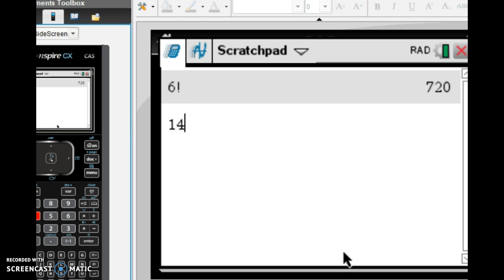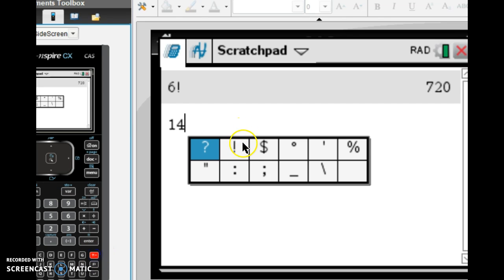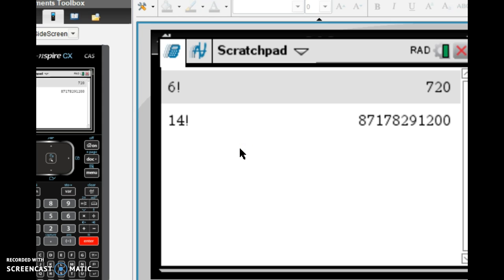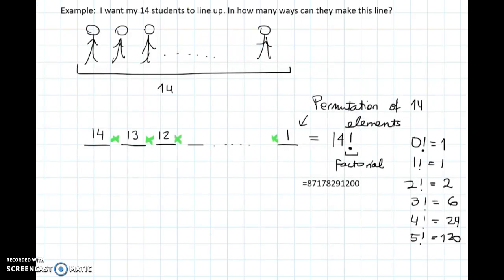So let's find 14 factorial. Okay, that's that huge number that I'm going to copy here and put as the result. There you go. That's our 14 factorial and how many ways my 14 students can line up. And the number is so huge I copy pasted, but I have no intentions of reading it out loud.